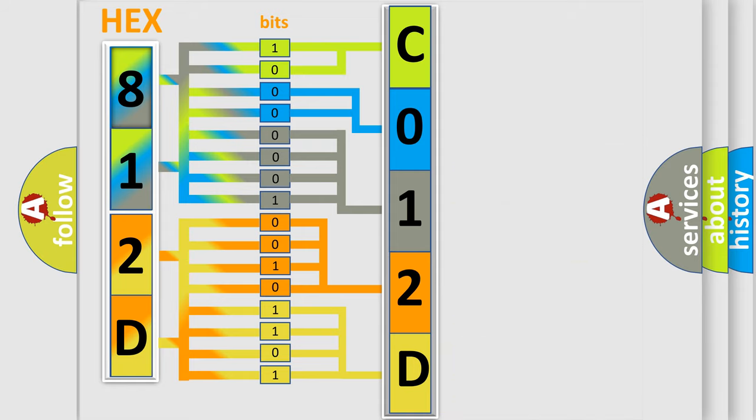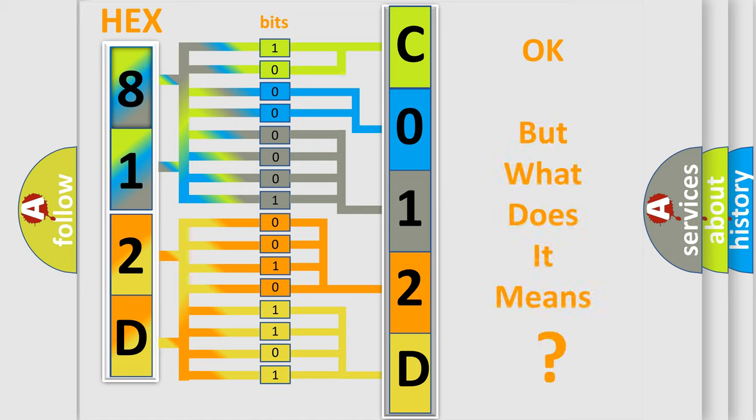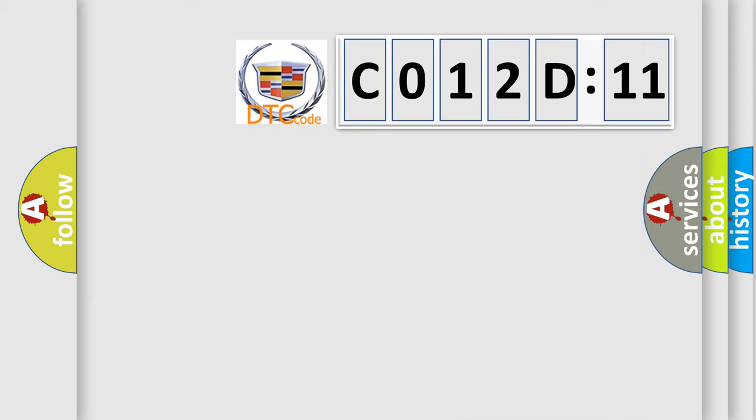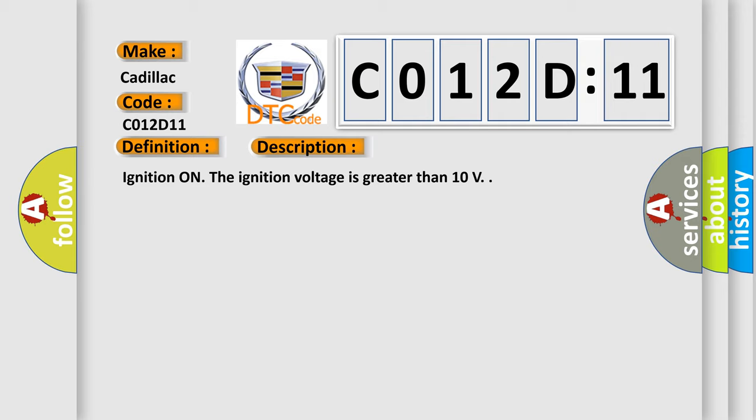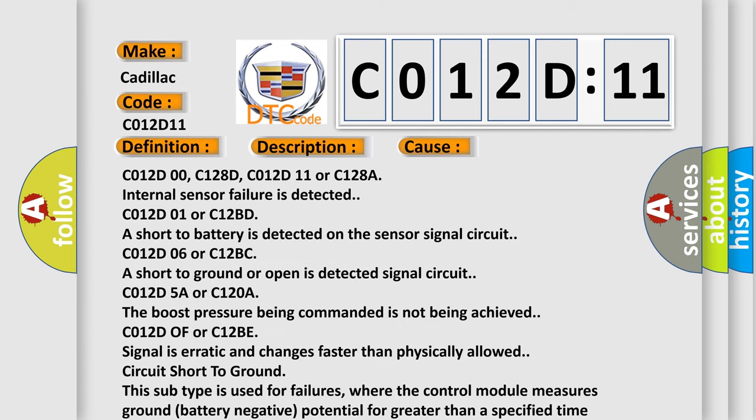We now know in what way the diagnostic tool translates the received information into a more comprehensible format. The number itself does not make sense to us if we cannot assign information to what it actually expresses. So, what does the Diagnostic Trouble Code C012D11 specifically interpret for Cadillac car manufacturers? The basic definition is: brake boost regulation pressure sensor above maximum threshold. And now this is a short description of this DTC code. Ignition on. The ignition voltage is greater than 10 V.